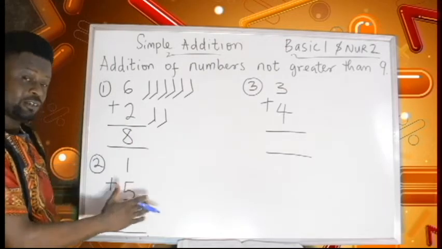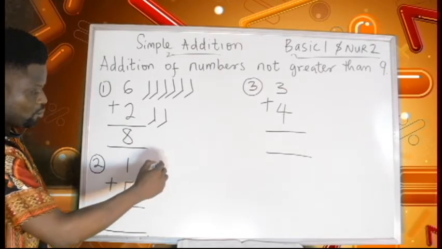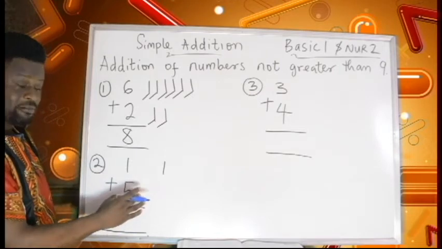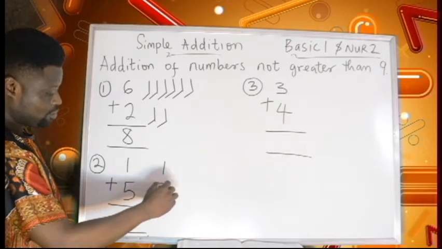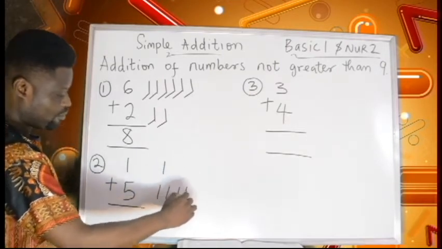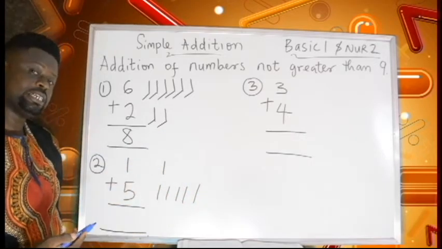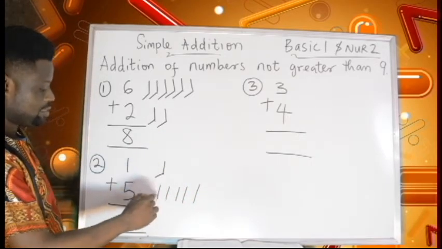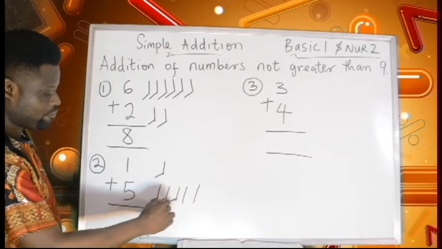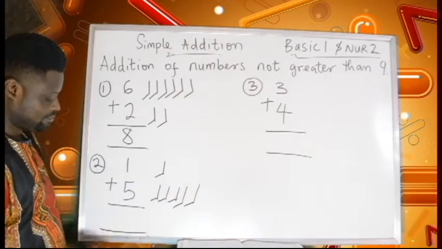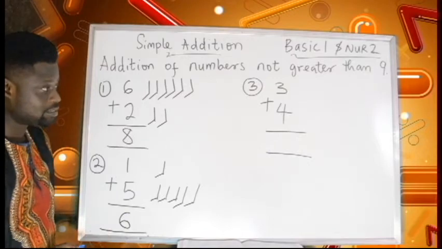Here you have 1 plus 5, so you count 1. Here you have 5, so you count 1, 2, 3, 4, 5. So let's count together. 1, 2, 3, 4, 5, 6. Then write down your 6.